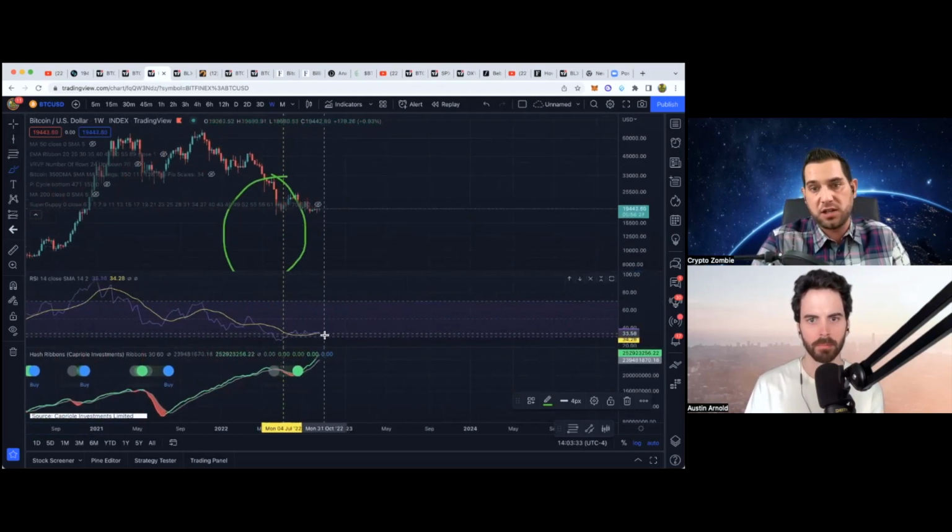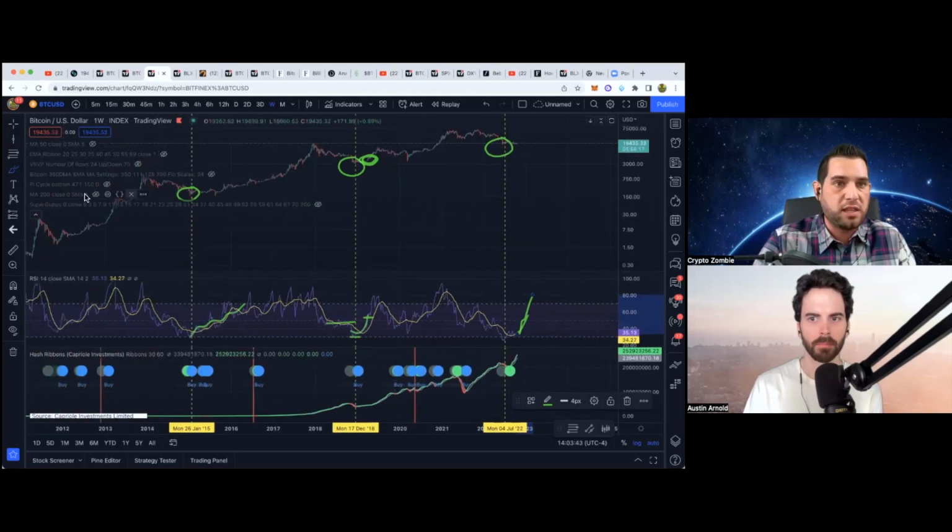Well, we're not having it just yet. We're currently sitting at around 34. But I would suspect that once we come back above this and we do see us breaking above 45 and confirming it, that would definitely be the ultimate bull run.